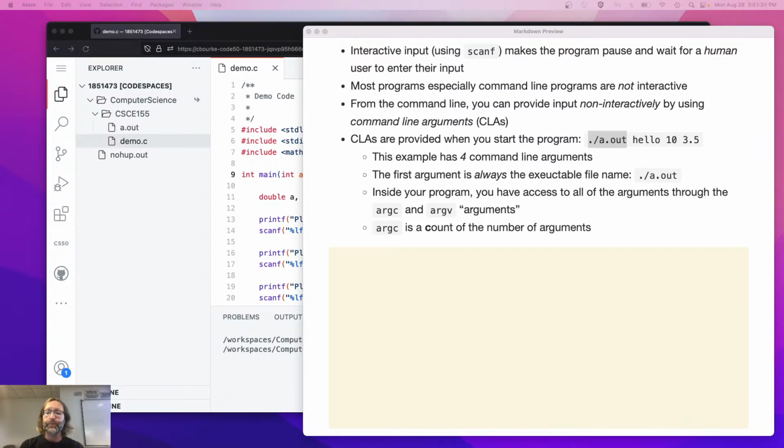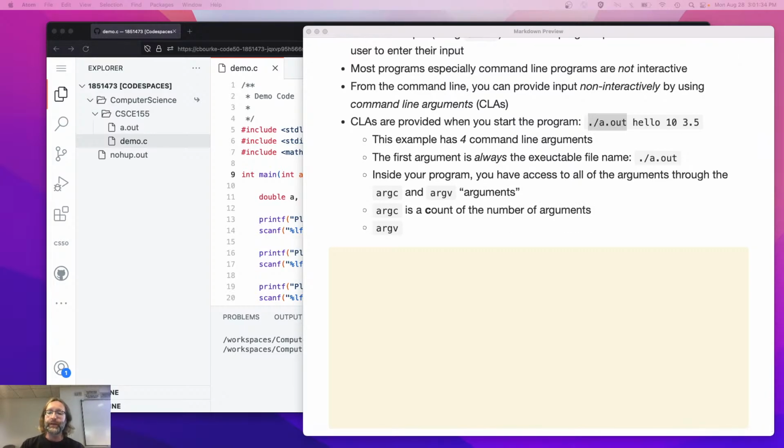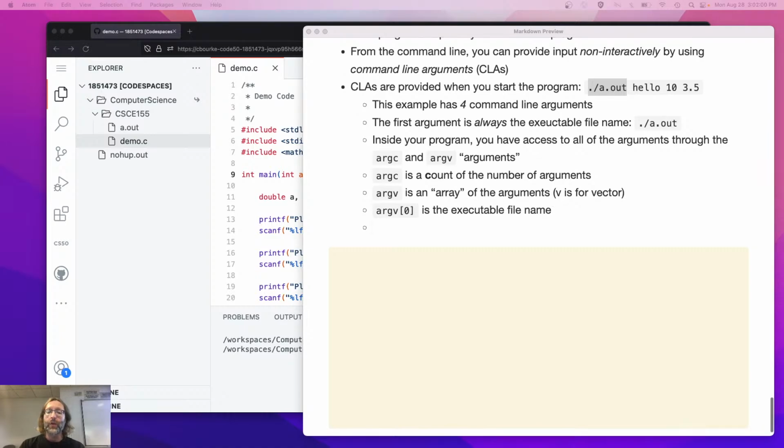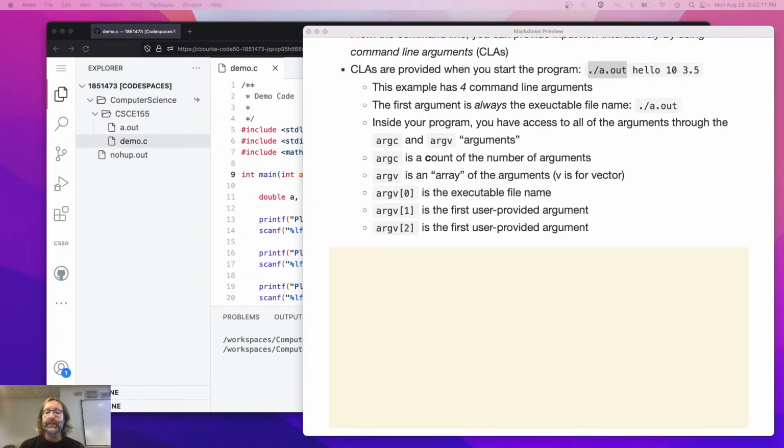There we go, arguments. Argv is, and this is a preview of arrays much later, an array of the arguments. V is for vector. Don't ask me why they chose vector instead, right? It's an argument list, right? So you can access this using numbers. Argv sub 0 is the executable file name, right? Otherwise, after that, you can go with argv sub 1 is the first user provided argument, right? And likewise, you can keep going. Argv sub 2 is the second, right?